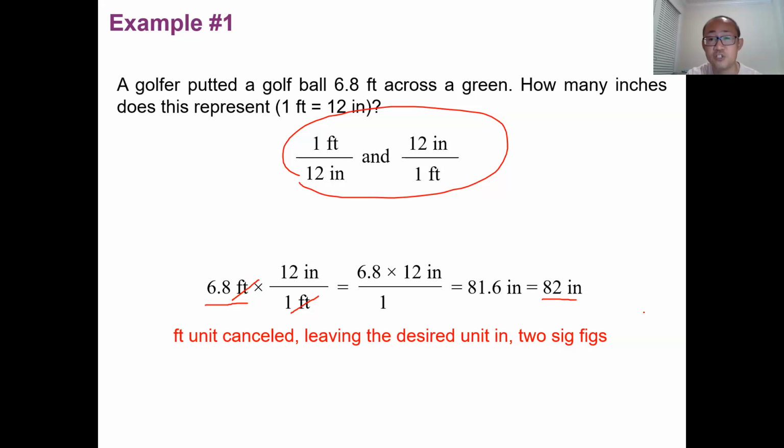6.8 is 2 sig figs, so our final answer is 82 inches. Don't forget we're talking about calculations with measurements, so we need to keep the correct number of sig figs. This is multiplication. The 0.6 rounds up. But here you get the idea: given unit multiplied by a conversion factor, cancel the given unit, and you get the desired unit.